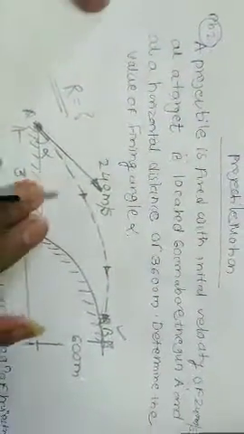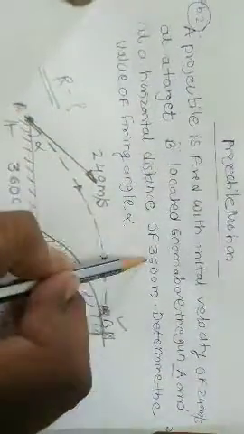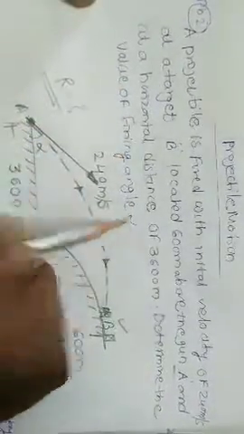Now in problem number 2, a projectile is fired with an initial velocity of 240 meters per second at the target B located 600 meters above the gun at A and at a horizontal distance of 3600 meters. Determine the value of firing angle alpha. The diagram is given in this case.